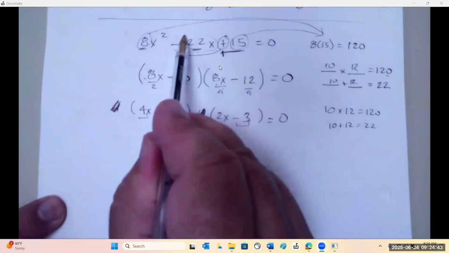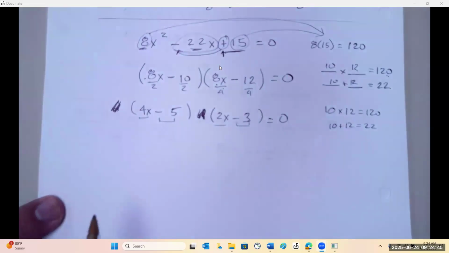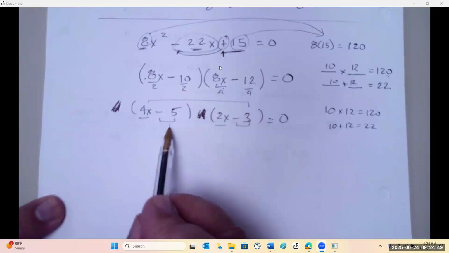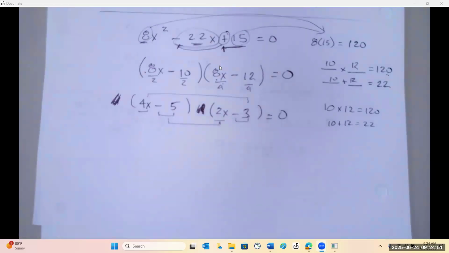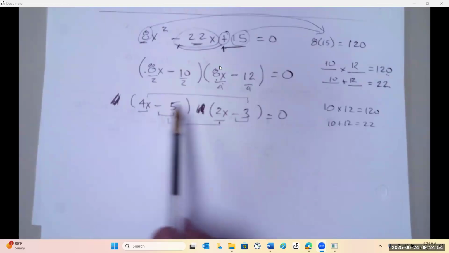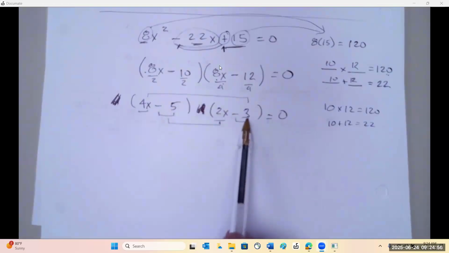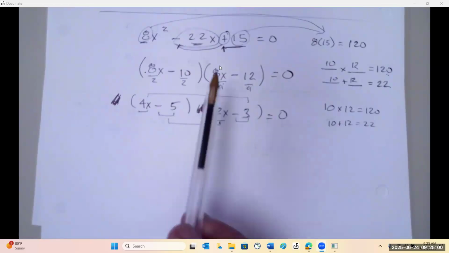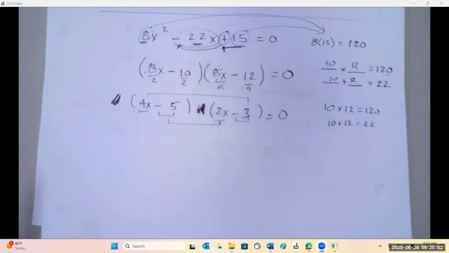This middle number, it comes from this times this plus this times that. 4 times 3 is what? Well, 5 times 2 is 10 plus 12 is 22. That's how you check it.